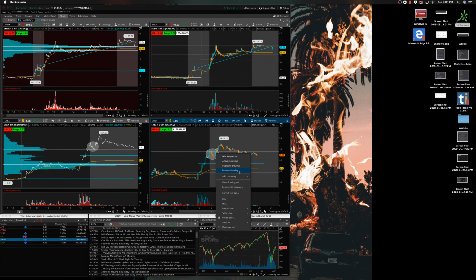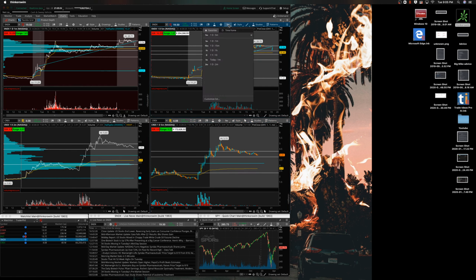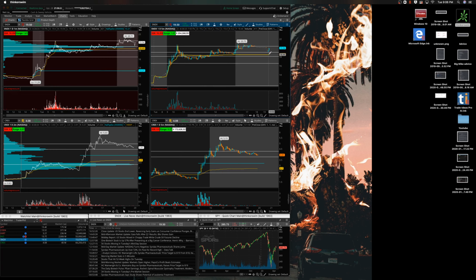So let's talk about SNDX. SNDX ran from about $11-ish, and now it's at $20. We're looking for either these two levels to become resistance, looking to take profit at 16, trying to get these two levels to break. That's nearly 2 points, 10%, nearly 2 points.